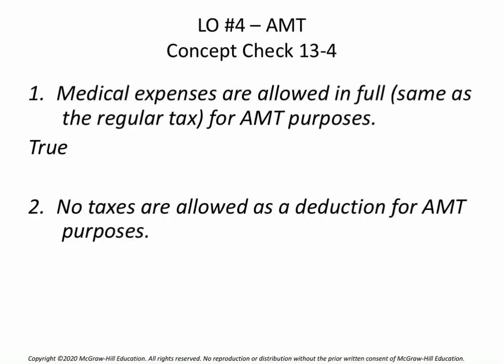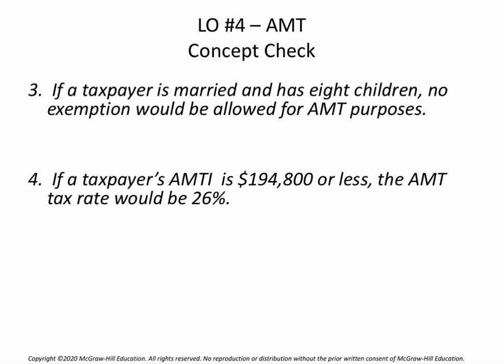So let's take a look at our learning objective 4 concept checks. The first one, medical expenses are allowed in full, and that's going to be the same as for regular tax for our alternative minimum tax purposes, and that is true. Number 2, no taxes are allowed as a deduction for alternative minimum tax purposes. That's going to be true. 3, if a taxpayer is married and has 8 children, no exemption would be allowed for alternative minimum tax purposes. That's going to be true.